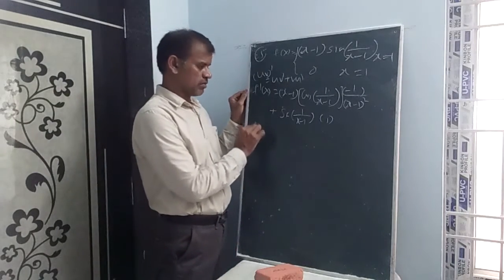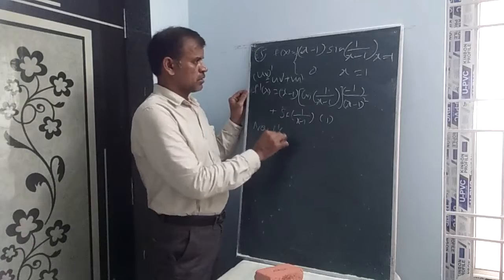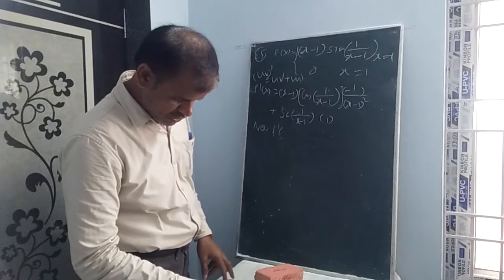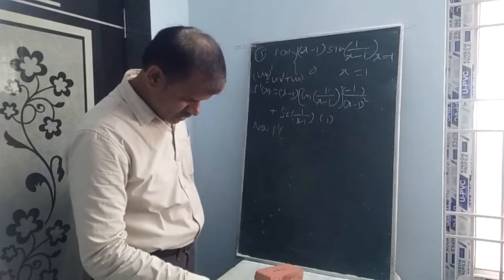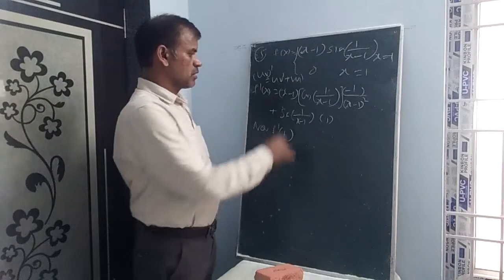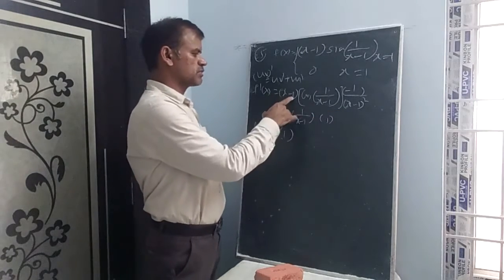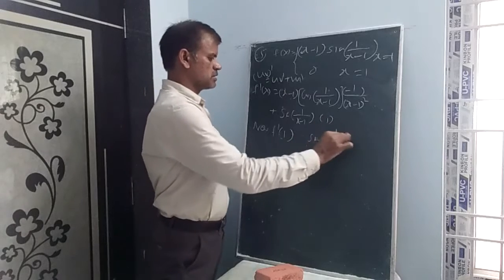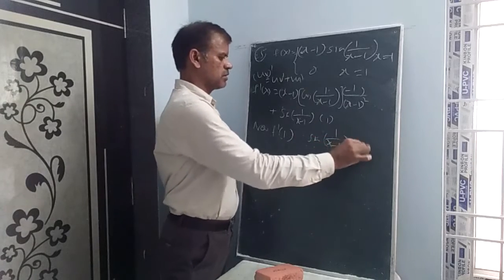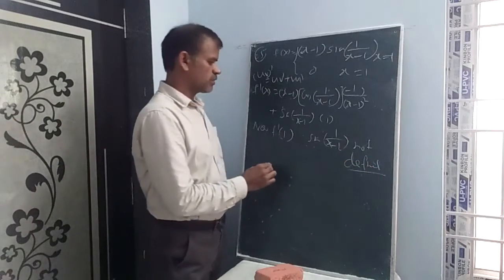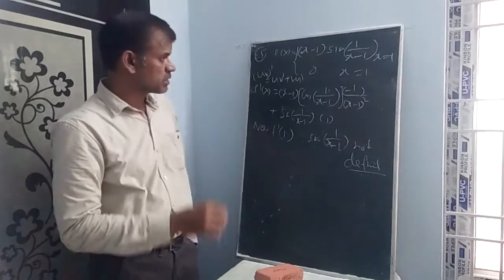Now, question number 25 we are discussing. F is differentiable at x. Let us verify f dash of 1 here. If you substitute 1, of course this is 1 minus 1, 0, into anything, but sine of 1 by (x minus 1) does not exist. Sine 1 by (x minus 1) is not defined. So f of x is not differentiable at x equal to 1.